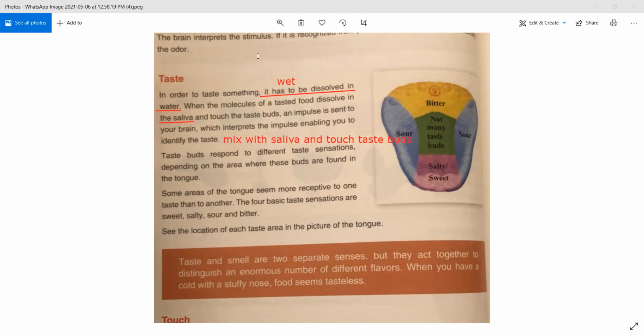Taste buds respond to different taste sensations depending on the area where these buds are found on the tongue. This is the area: bitter, sour, not many taste buds, and here salty and sweet. Some areas of the tongue seem more receptive to one taste than another. The four basic taste sensations are, this is important, sweet, salty, sour, and bitter.